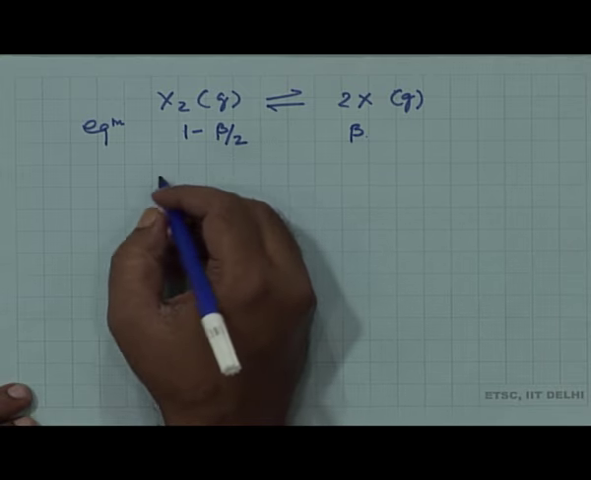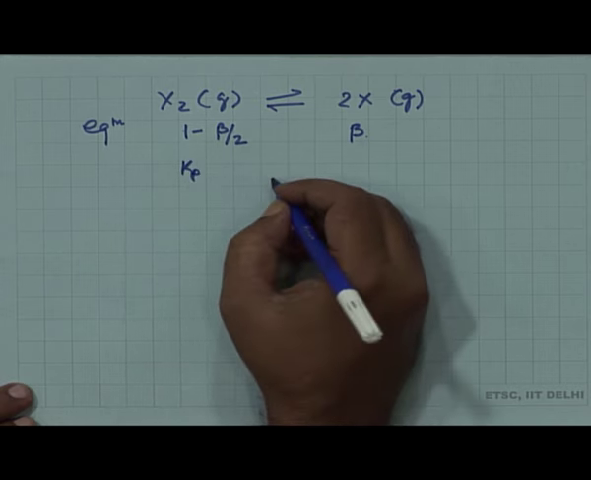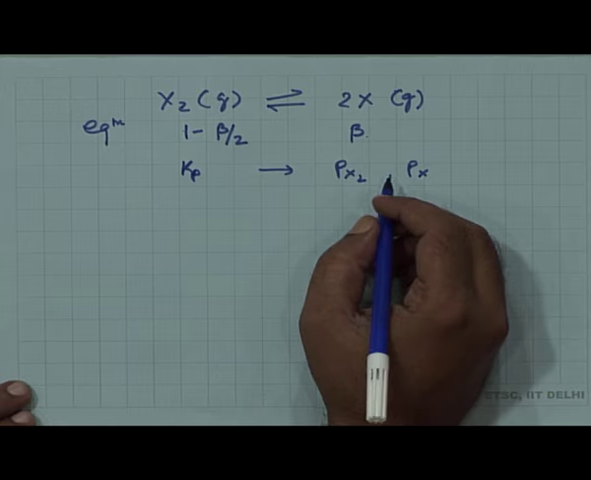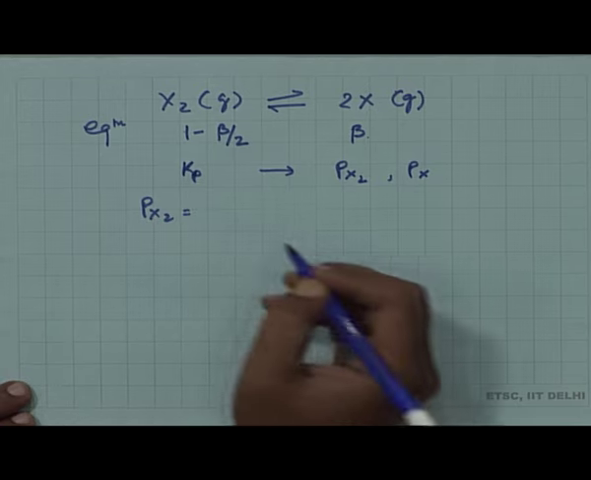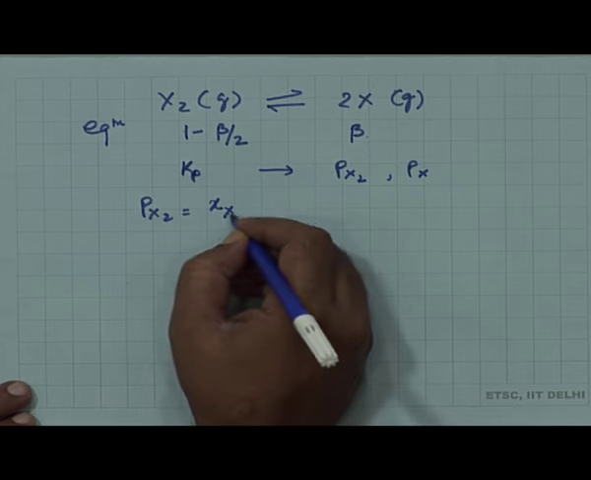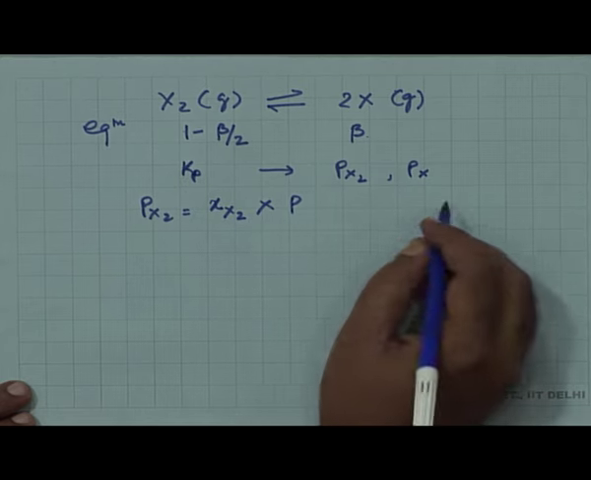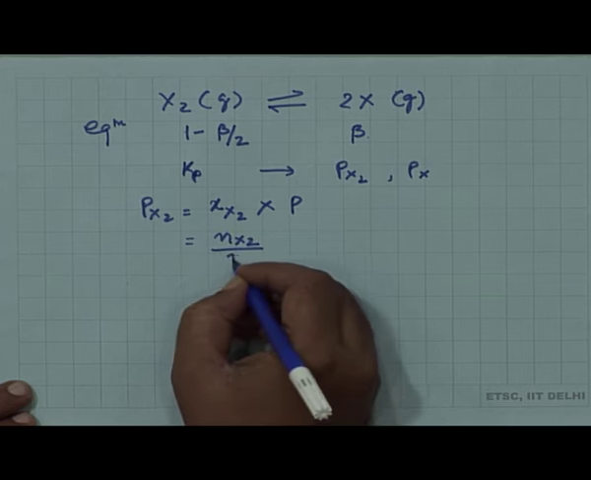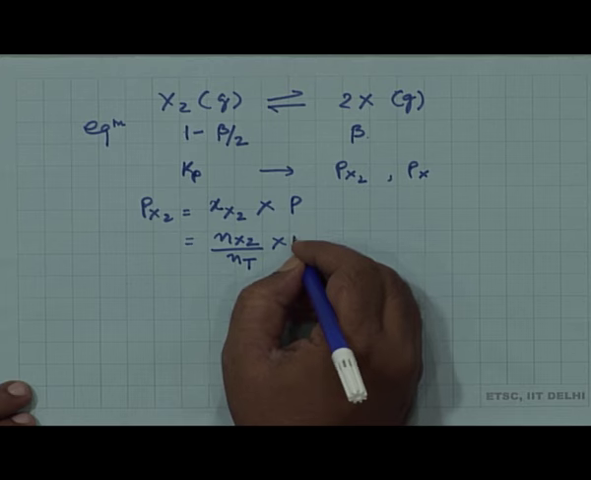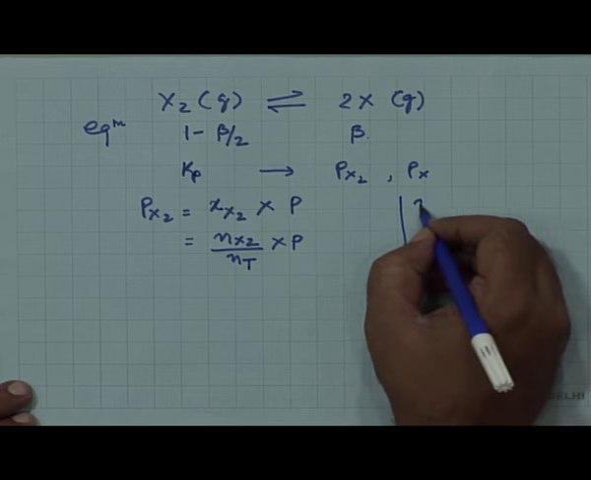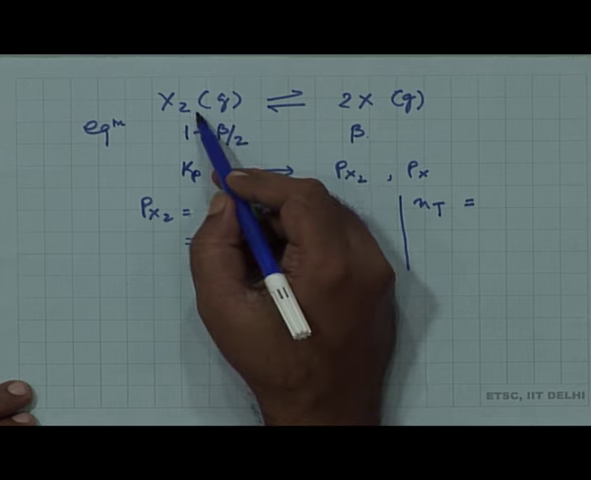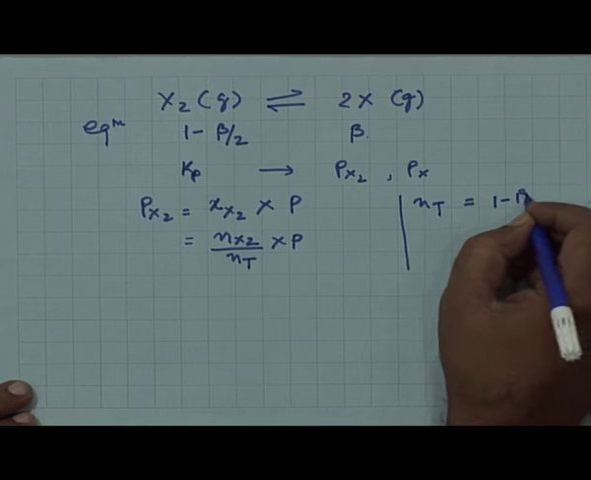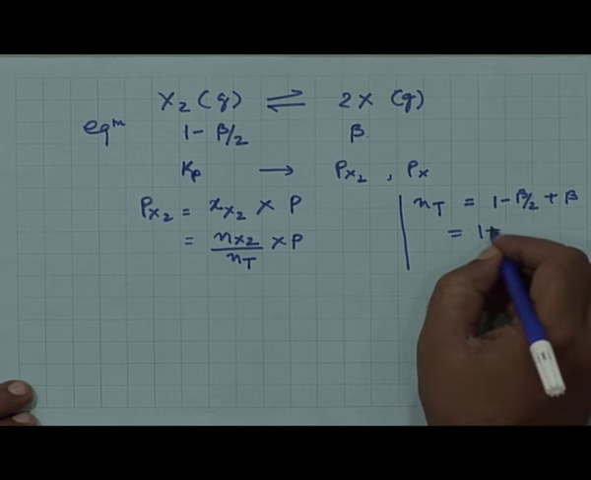Now we need to calculate Kp, and for that we need to know the partial pressure of X2 and the partial pressure of X. The partial pressure of X2 is equal to the mole fraction of X2 into total pressure. And what is mole fraction? Mole fraction is n of X2 divided by the total number of gaseous molecules, multiplied by P. What is nt? The total number of molecules is the number of moles of X2 plus the number of moles of X. So, nt is equal to 1 minus beta by 2 plus beta, and this is equal to 1 plus beta by 2.